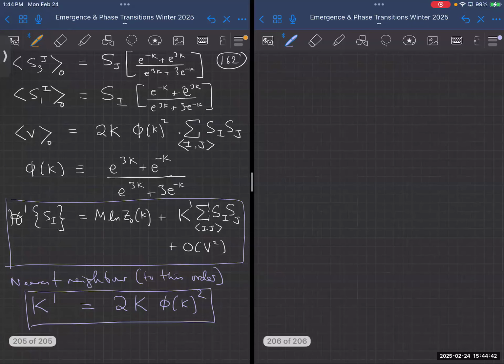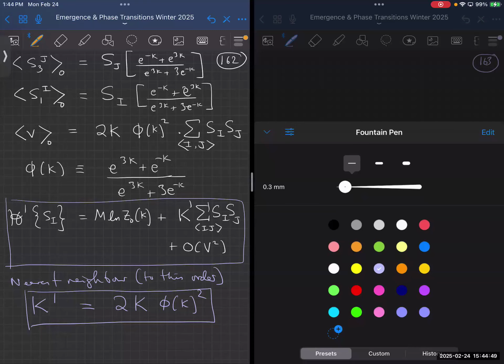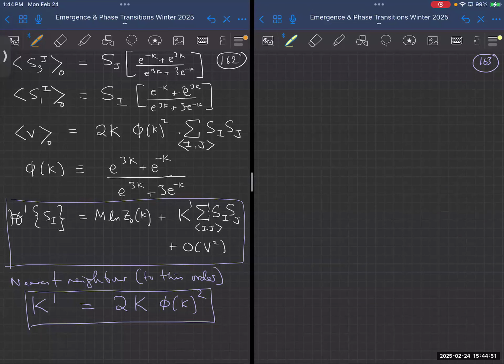So let's go ahead now that we've done all that effort to do the calculation, everything else we want to do is just applying the formalism. So the next thing we're going to do is, now that I've got the recursion relation, then I need to compute the fixed points and critical exponents.